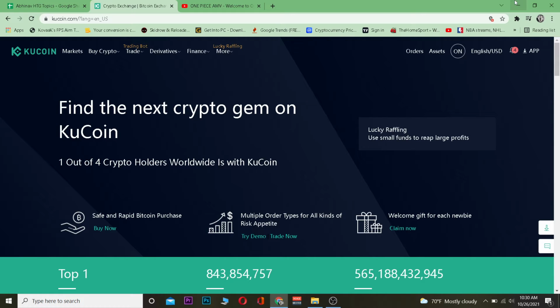And you guys can easily buy it in KuCoin, because KuCoin is a crypto exchange, and a crypto exchange is a place where you can buy and sell crypto, right? And KuCoin is the world's third largest crypto exchange after Binance and Coinbase. So you can easily buy it over here. Let me show you how you can do that.